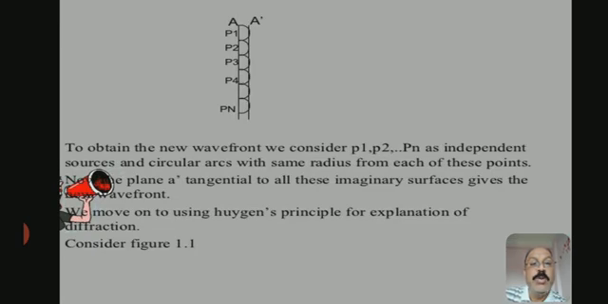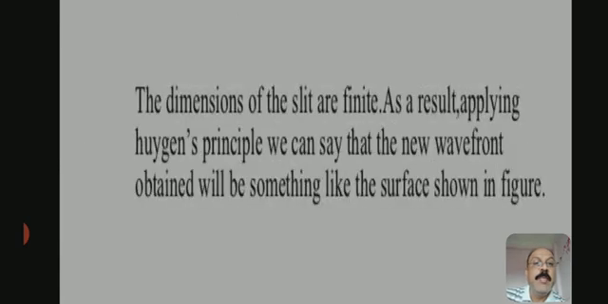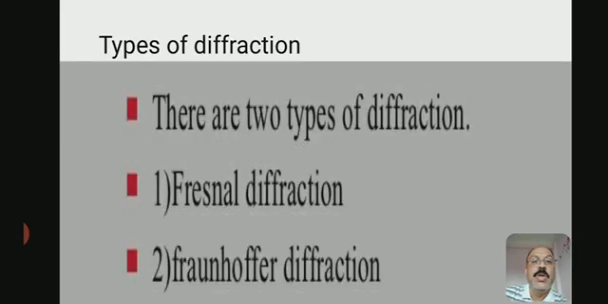We move on to using Huygens principle for the explanation of diffraction. Consider the next figure. The dimensions of the slit are finite. As a result, applying Huygens principle, the new wavefront obtained will be something like the surface shown in the figure. Next we come to the types of diffraction. There are two types of diffraction: one is Fresnel diffraction and another is Fraunhofer diffraction. We see them one by one.